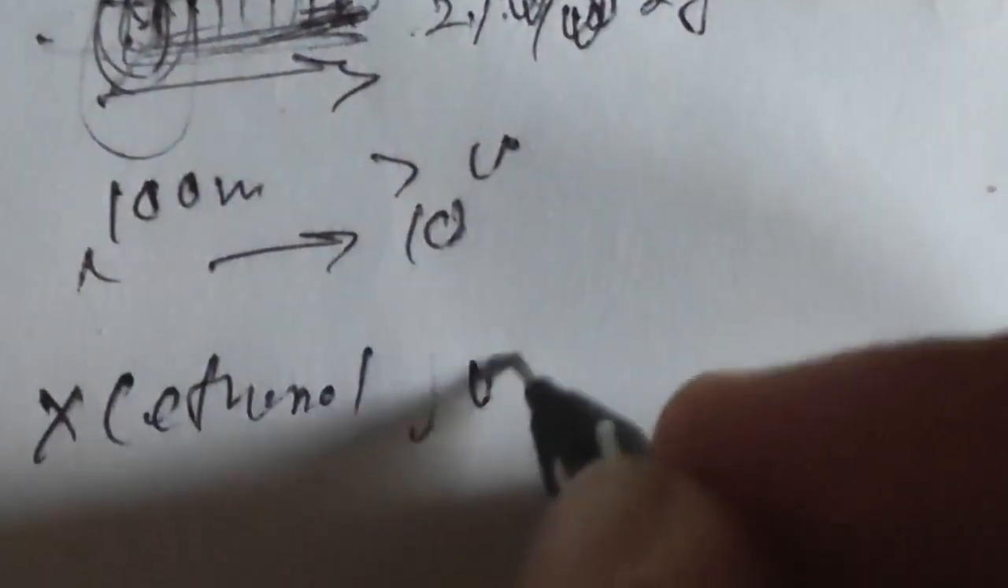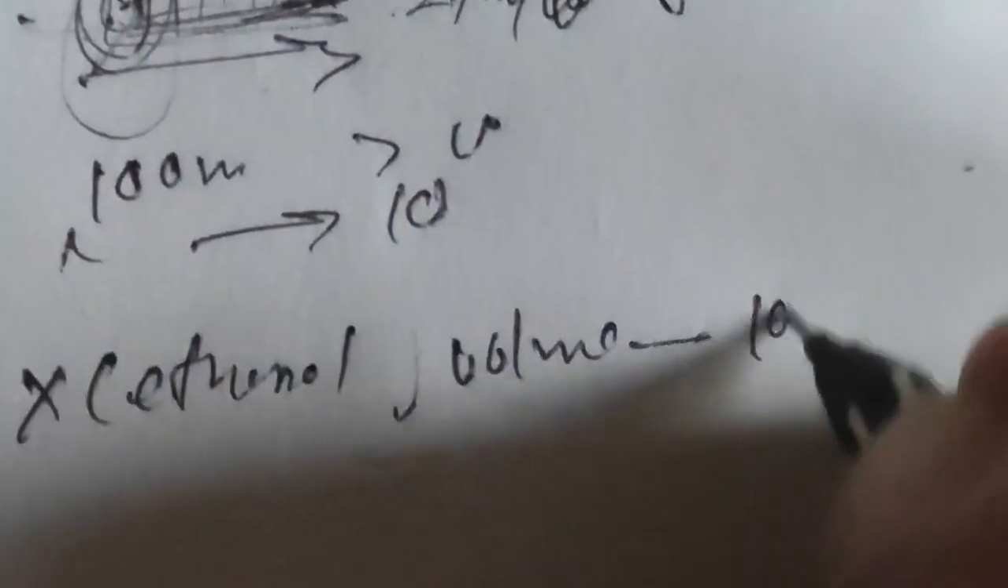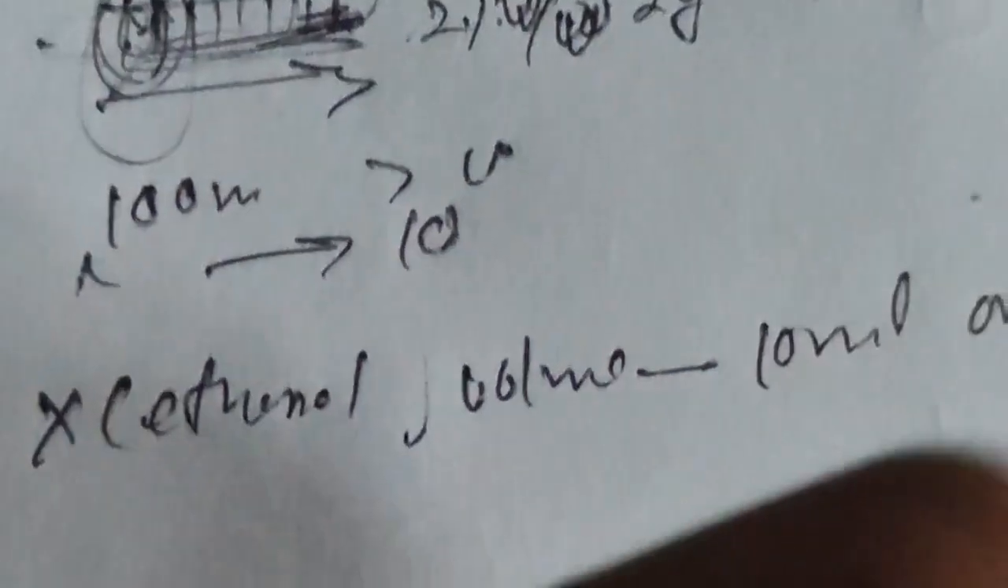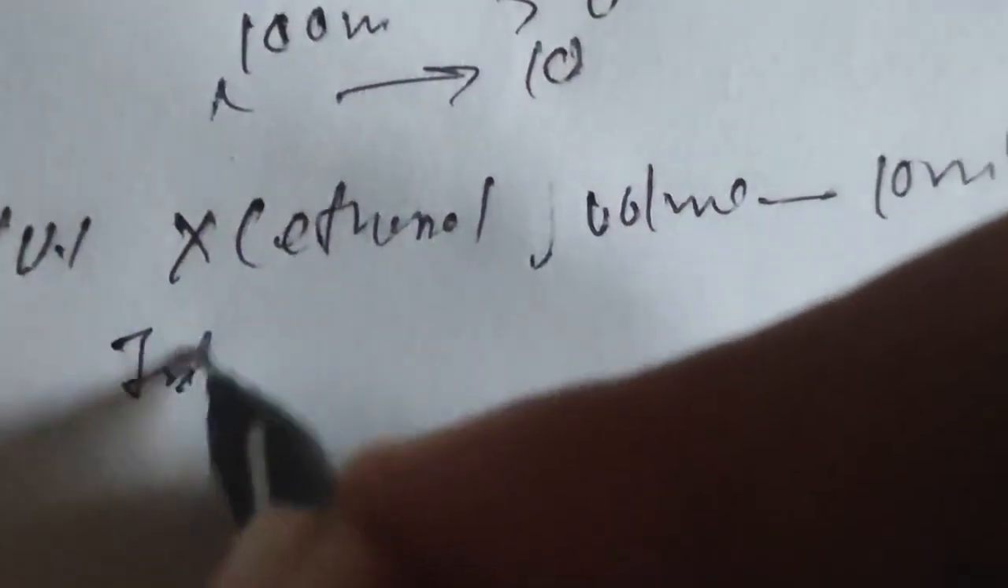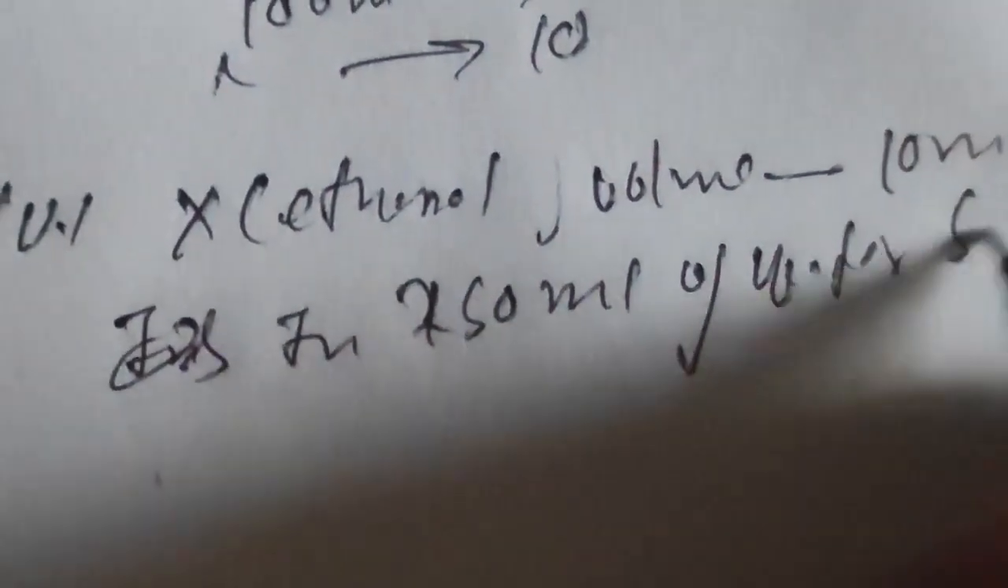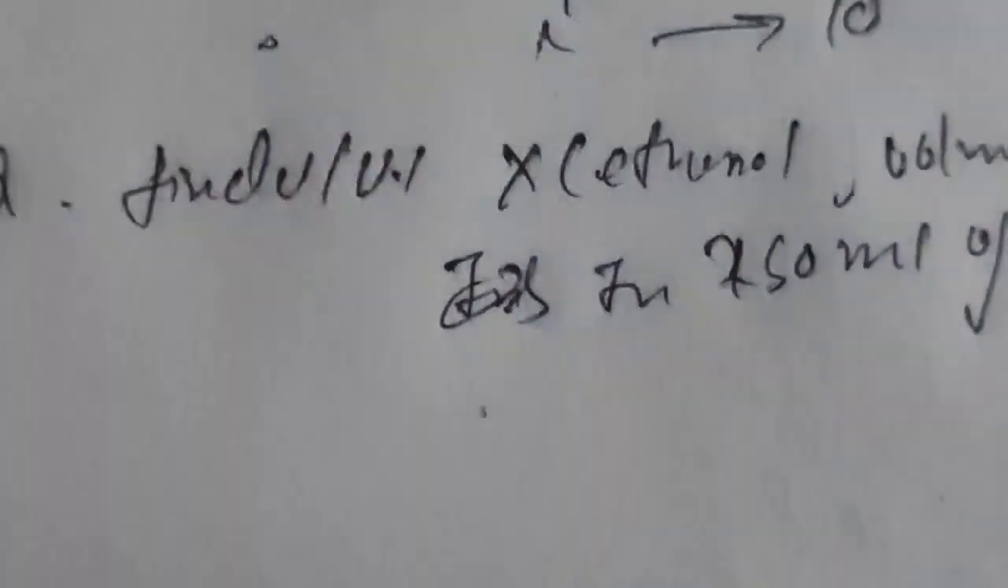Now let's use a question to understand it. I hope you understand what I'm saying. So the question is: find the volume by volume percentage of compound X, say ethanol, whose volume is 10 ml and which is present in 250 ml of water solution. This is a hypothetical question.